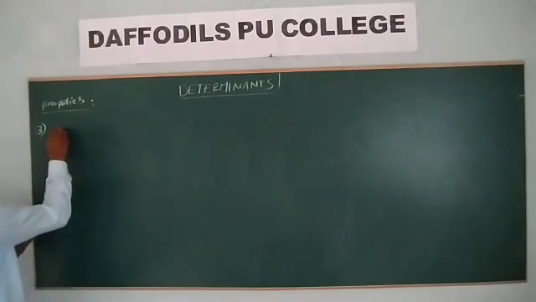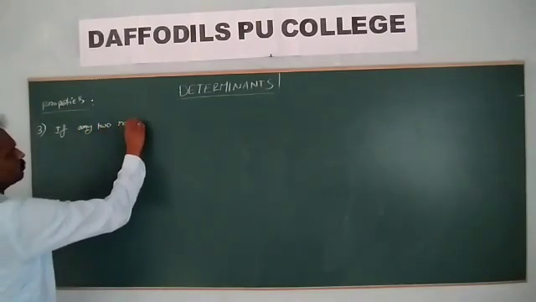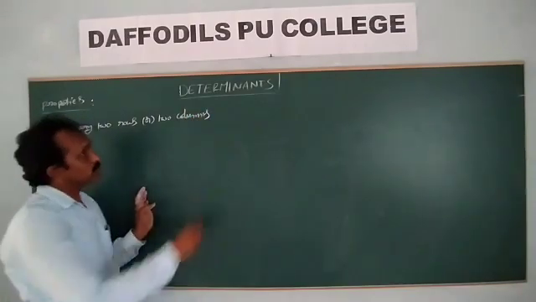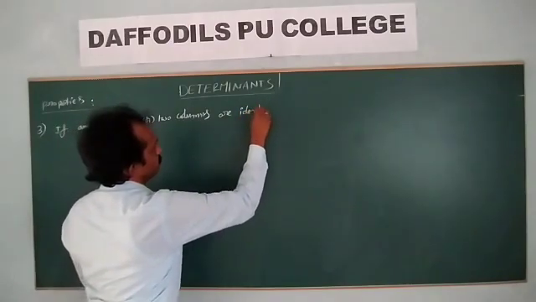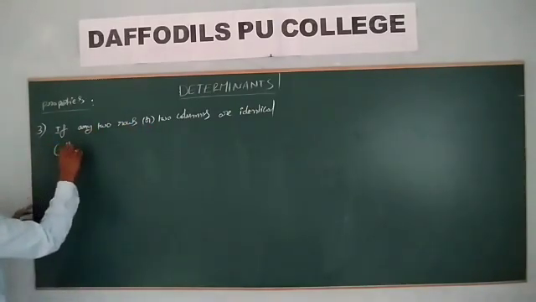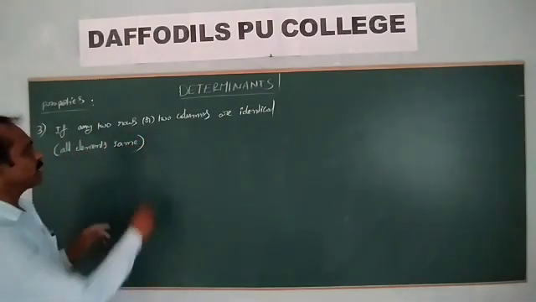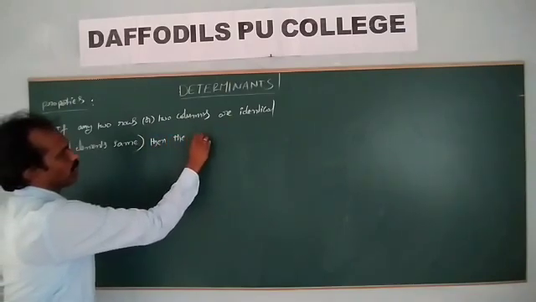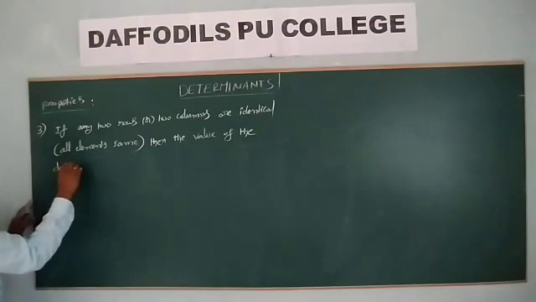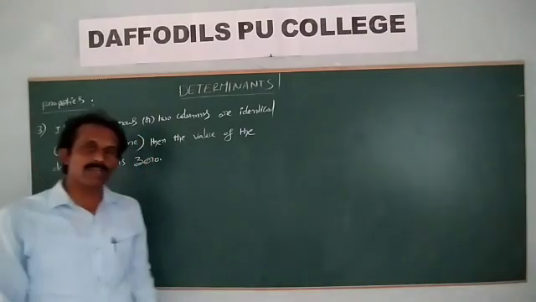Property number 3. If any two rows or two columns are identical, identical meaning all elements throughout the column are the same, then the value of the determinant is 0.